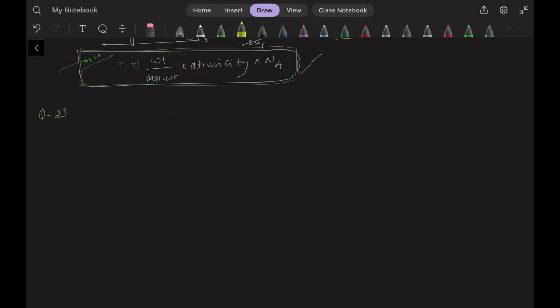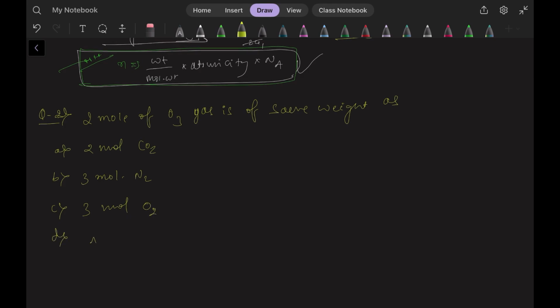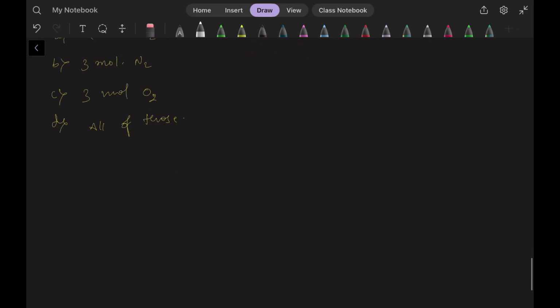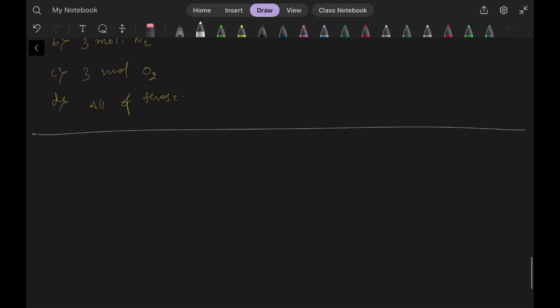Question number 2 as a homework, same way: 2 moles of O3 gas is of the same weight as option A, 2 moles of CO2, option B, 3 moles of N2, option C, 3 moles of O2, option D, all of these are having the same. Take it as homework or comment below if you solved these questions. I will answer if you solved them.